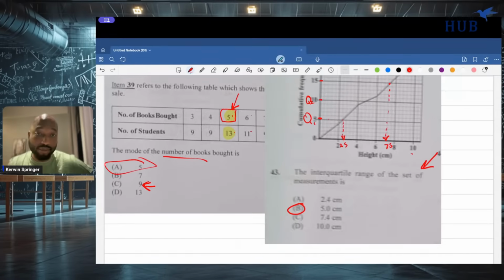B is the answer. You have to know a lot about interquartile range to understand that immediately as I was doing it. If you don't, go and revise it, or just memorize that the answer is B. The interquartile range is Q3 minus Q1, the upper quartile minus the lower quartile.